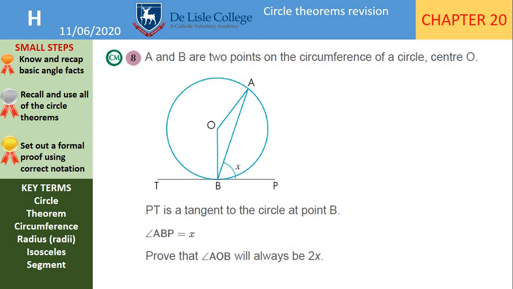Question 8. A and B are 2 points on the circumference of a circle centre O. PT is a tangent to the circle at point B. Angle ABP equals x. Prove that angle AOB will always be 2x.